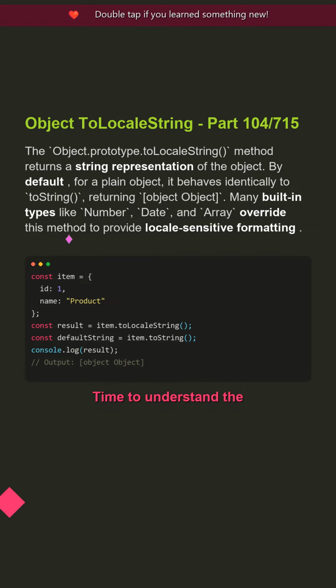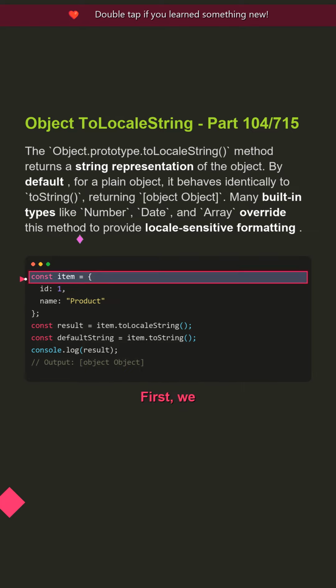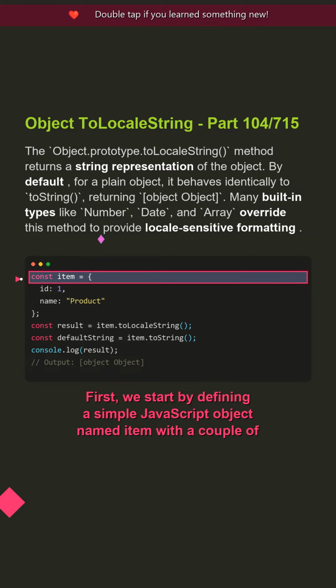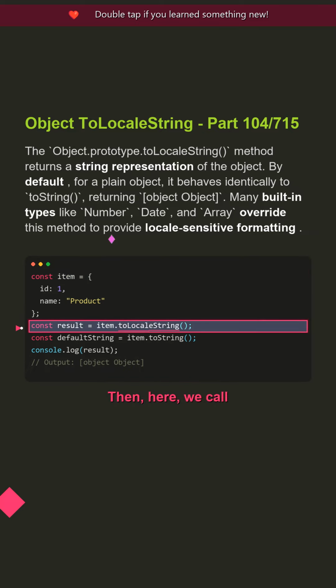Time to understand the code in detail. First, we start by defining a simple JavaScript object named item with a couple of properties. Then, here, we call the toLocaleString method directly on our item object.